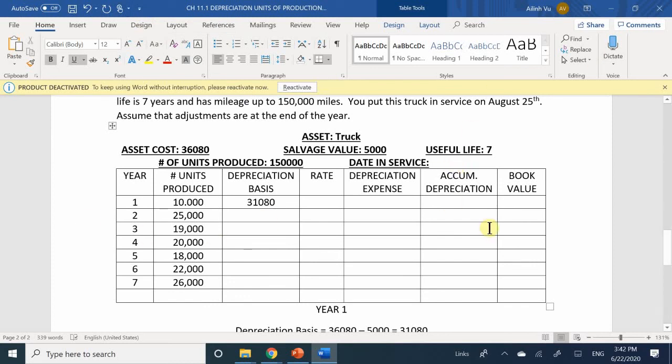And when do we put it in service? The 25th of August. Oh my gosh, I spelled August without a U. All right, so now we can continue.